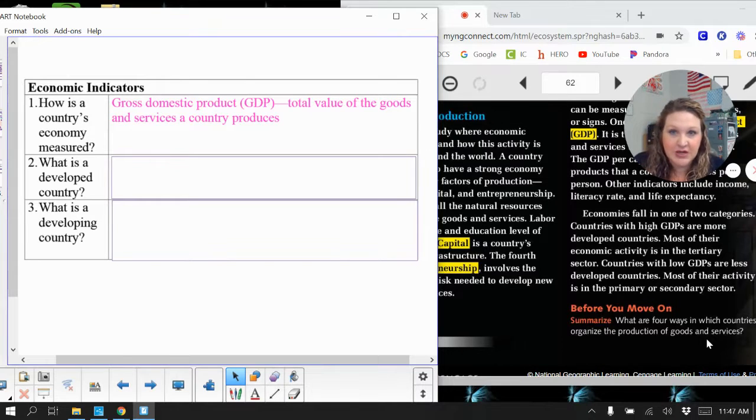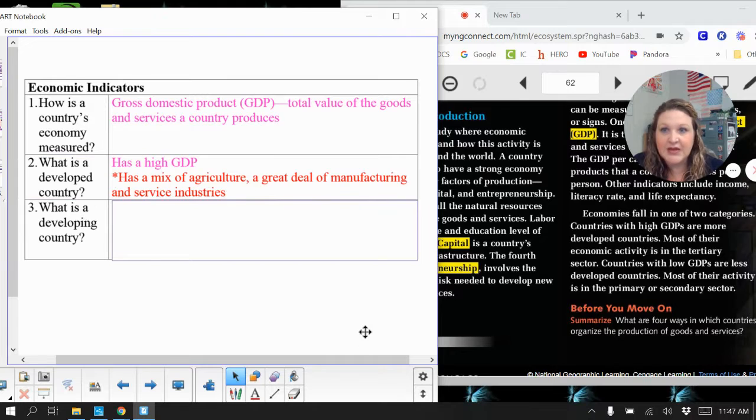So a developed country has a high GDP. So that means they have a mix of agriculture, a lot of manufacturing, and service industries. And that part's not specifically in the text, but it's part of what helps you understand what GDP is. And so that means that they're, again, think about that word developed. If they're developed, they have like everything that they need, right?